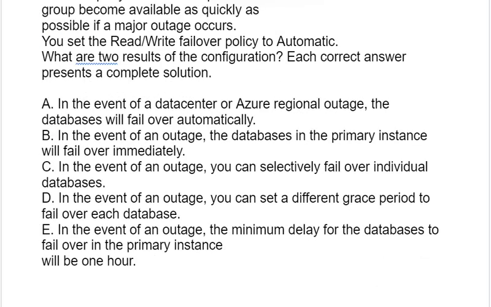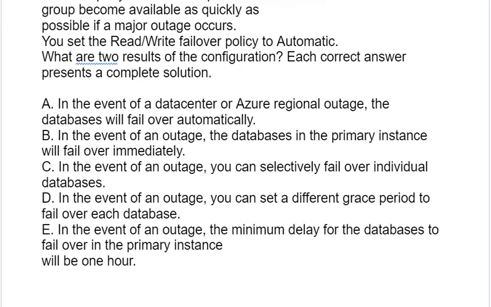Option A. In the event of a data center or Azure regional outage, the databases will fail over automatically. Option B. In the event of an outage, the databases in the primary instance will fail over immediately. Option C. In the event of an outage, you can selectively fail over individual databases. Option D. In the event of an outage, you can set a different grace period to fail over each database.